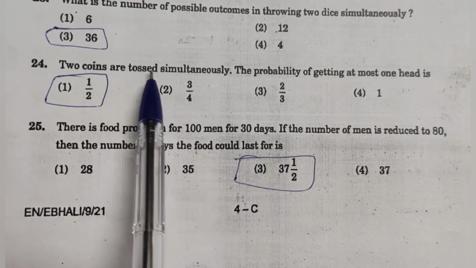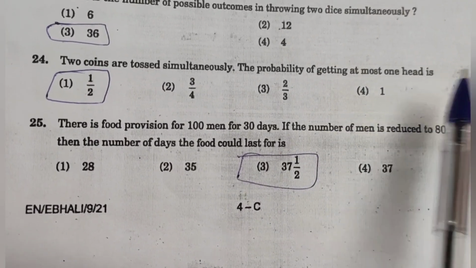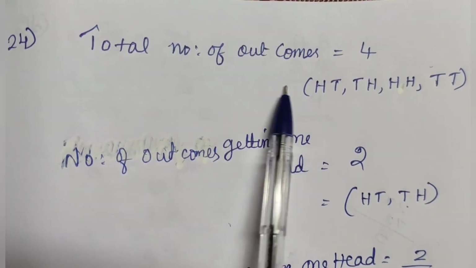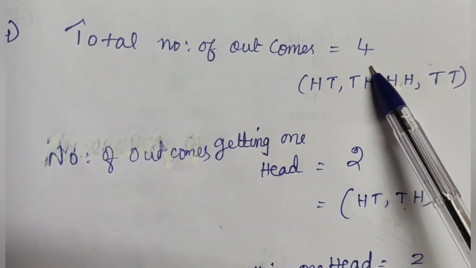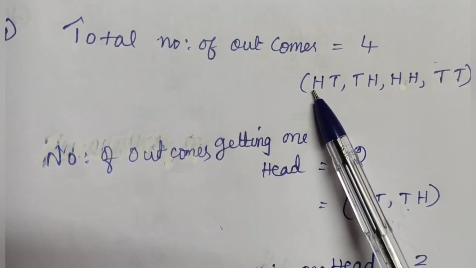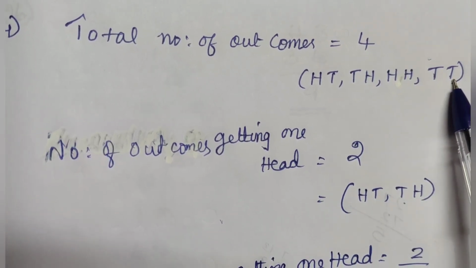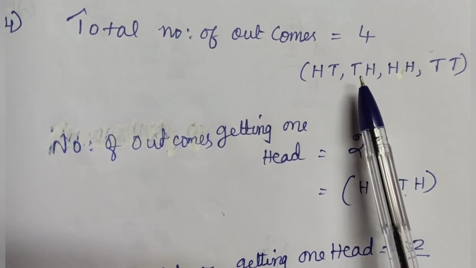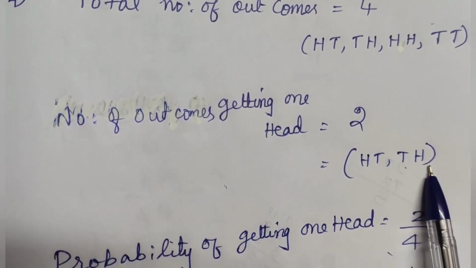24th question. 2 coins are tossed simultaneously. The probability of getting at most 1 head is dash. Total number of outcomes when you toss 2 coins is 4. First you may get head head, then head tail, tail head, tail tail. So the number of outcomes getting 1 head is 2: head tail, tail head.